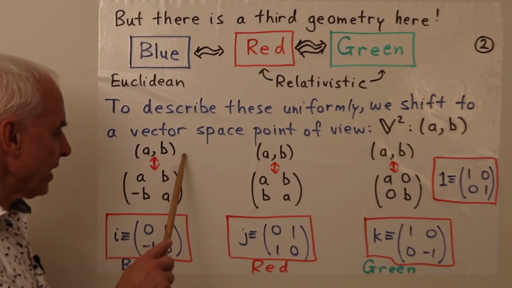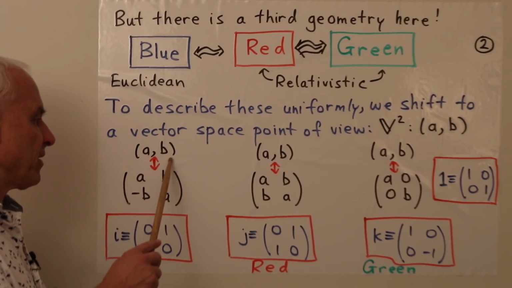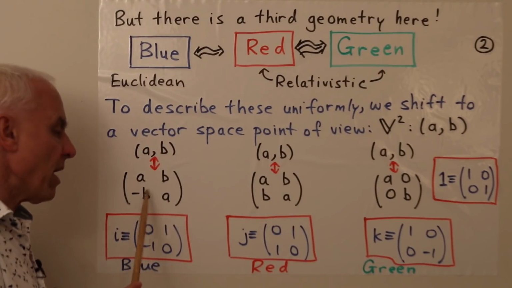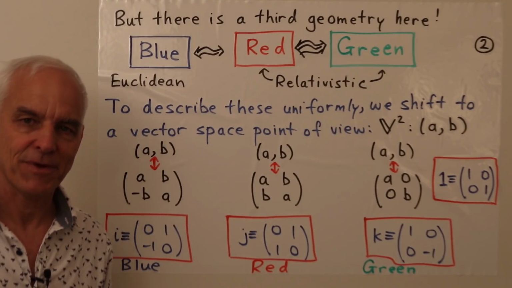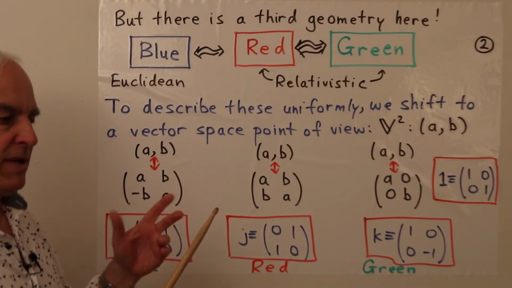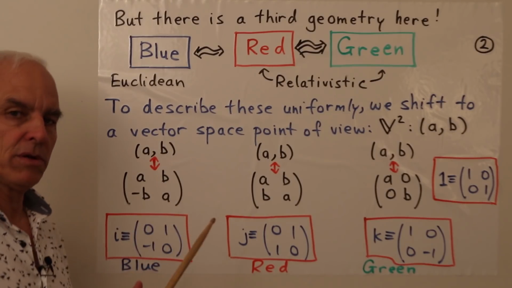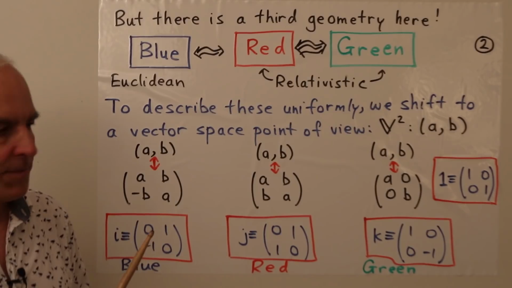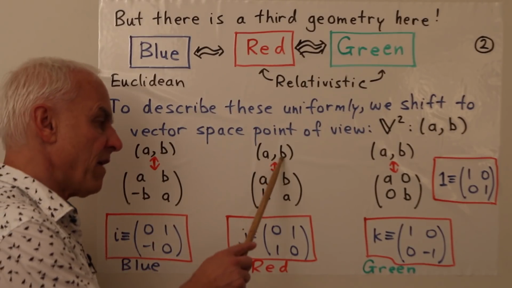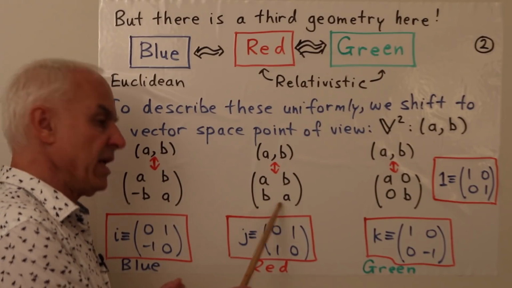Recall that this is really how we get complex number arithmetic, by identifying the point AB, or the vector AB, with the matrix AB minus BA. The thing here is that these matrices can not just be added, but they can also be multiplied. And that's how you get the usual blue complex numbers. With the red complex numbers, it's very similar, except that now we identify our little vector AB with a 2 by 2 matrix ABBA.